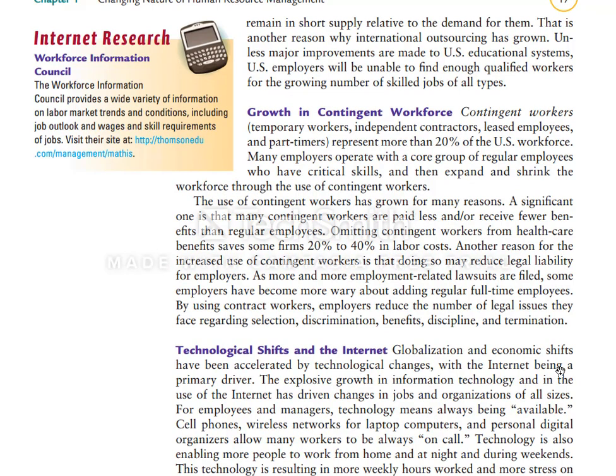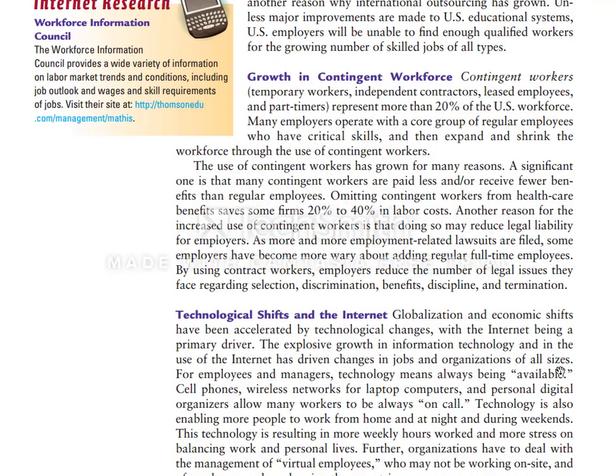Then we have another phenomena which is known as the contingent workers. So these are part-time workers who do the jobs in the factories. There is like technological shift and the internet.